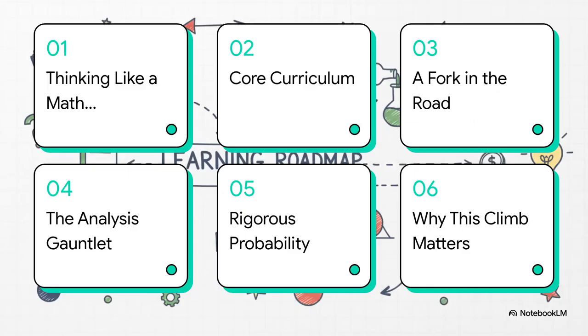So here's our game plan. We'll start with how to think like a mathematician. Then we'll cover the core undergraduate stuff you'll need. After that, we hit a big fork in the road. From there, it's into what I call the analysis gauntlet, and then the final climb to master rigorous probability. And at the end, we'll talk about why this climb is so worth it.